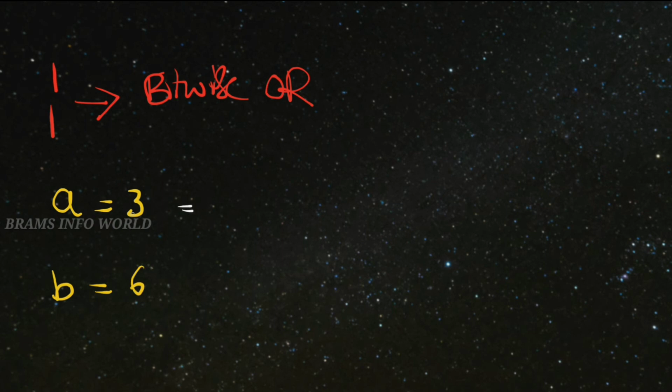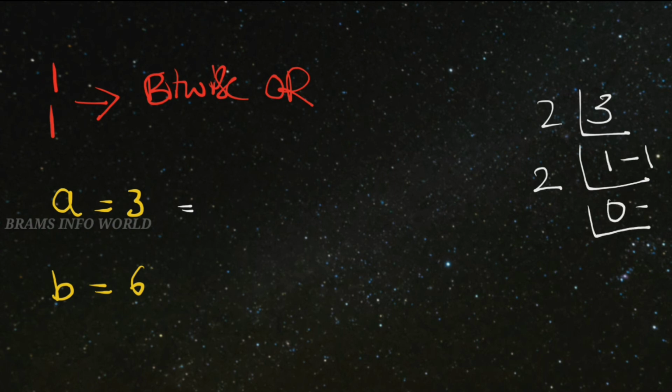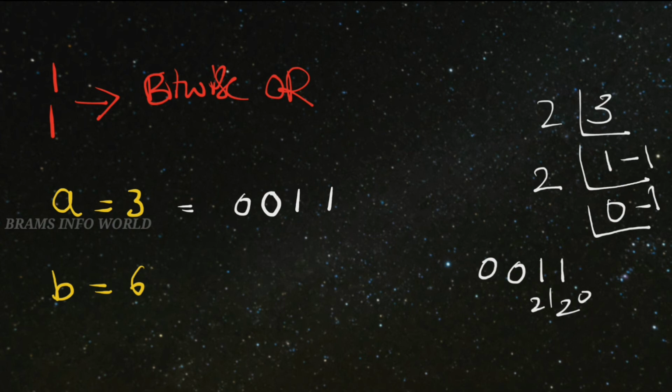So how to calculate the 3 value? 3 divided by 2, quotient 1, remainder 1. So that is nothing but 1 1, with zeros on the left side: 2 power 0 and 2 power 1. So what is the value? 0 0 1 1 is for the 3, and similarly for the 6, 2 square plus 2, so 0 1 1 0.